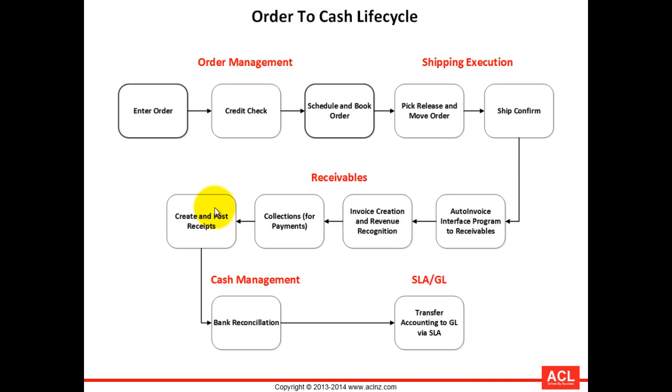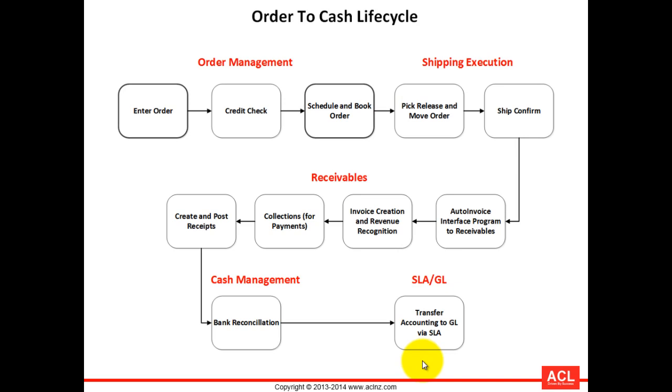Once the bank sends you the clearance file, you reconcile with the customer sent payment, match it to the receipt to close the receivables transaction, and then you send all the accounting entries for invoicing, receiving, receipts, bank reconciliation to subledger accounting module, and then post it to the general ledger.